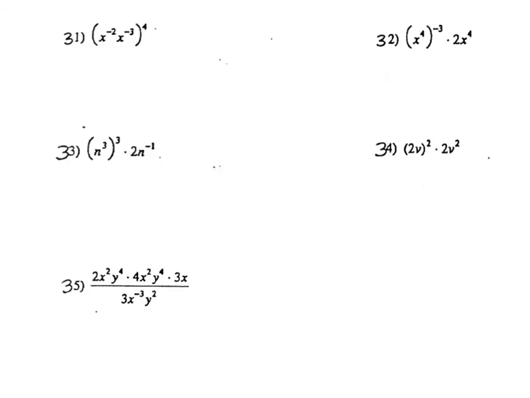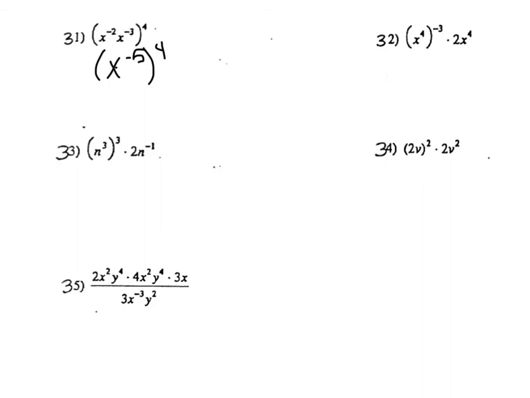On 31, you can do this one a couple of different ways. I would recommend going ahead and simplifying inside the parentheses first, since they're both the same base, and that's going to become x to the negative 5, since we add them. You also could have distributed the 4 first, and then simplified it. It doesn't matter, but this way it is a little bit easier.